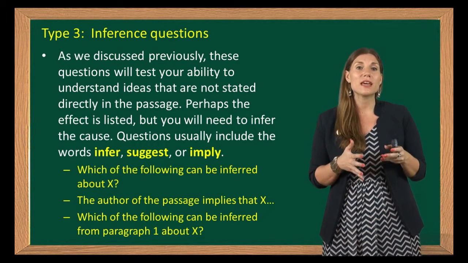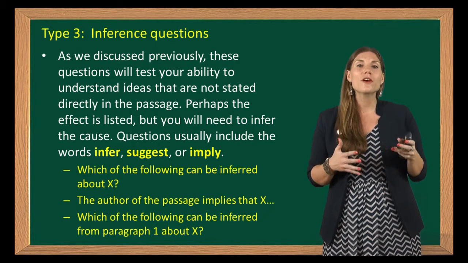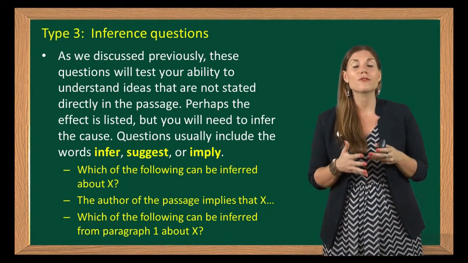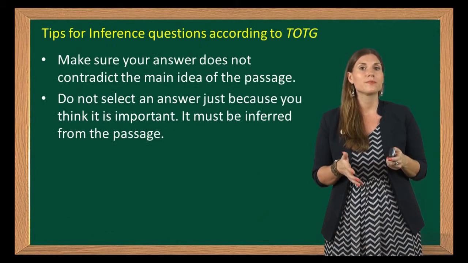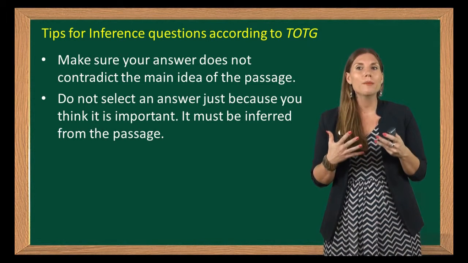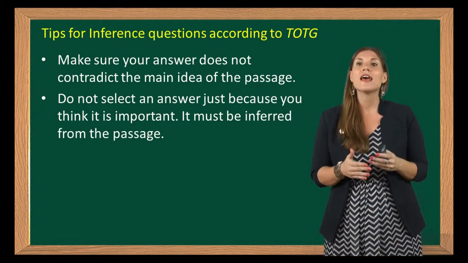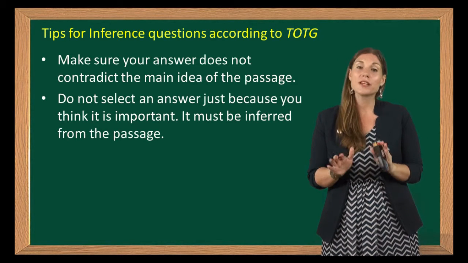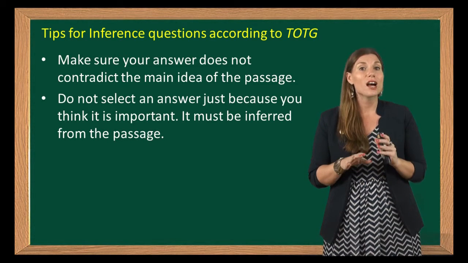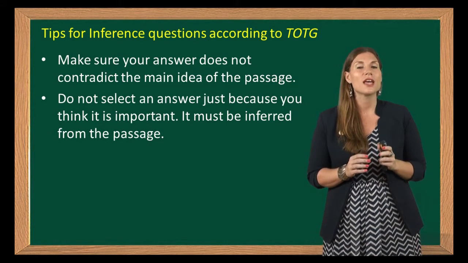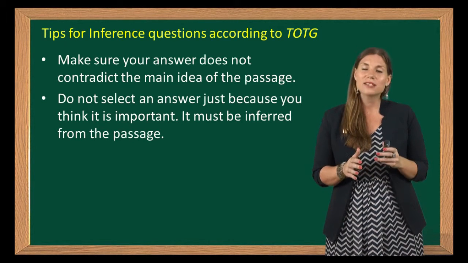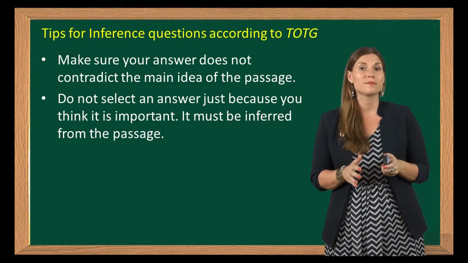Which of the following can be inferred about X? The author of the passage implies that X, and which of the following can be inferred from paragraph 1 about X? So here are some tips. Remember, inferencing is the ability to comprehend an argument or an idea that is strongly suggested, but not explicitly stated. So make sure that your answer does not contradict the main idea of the passage. And don't select an answer just because you think it is important. It must be inferred from the passage to be correct.